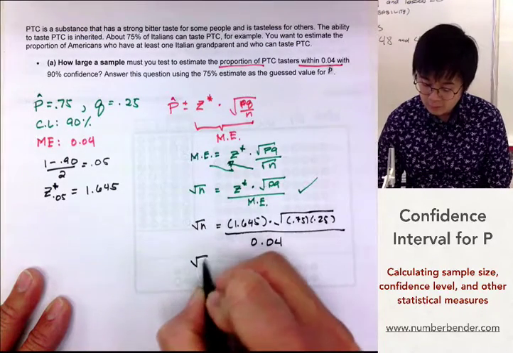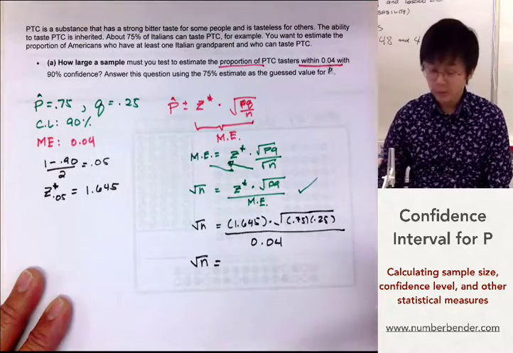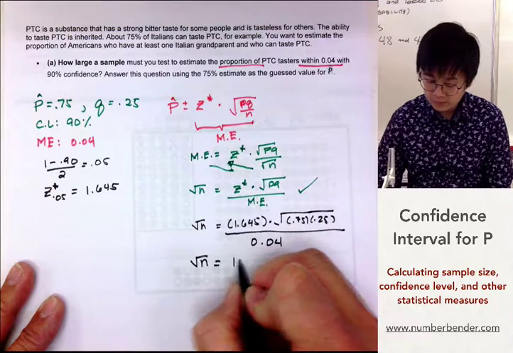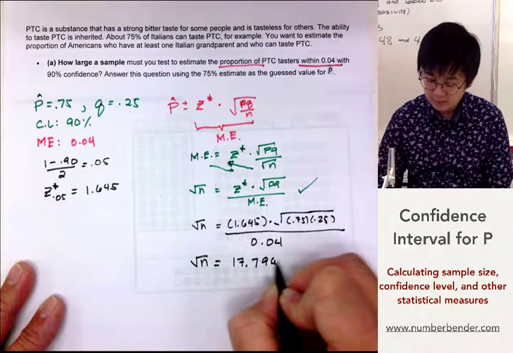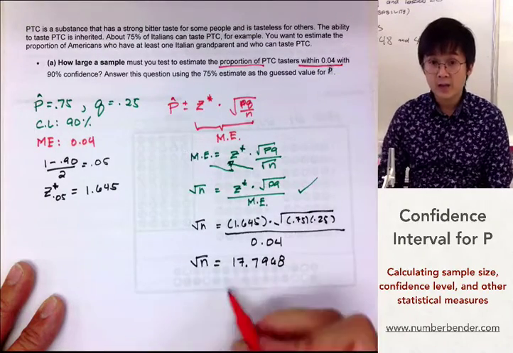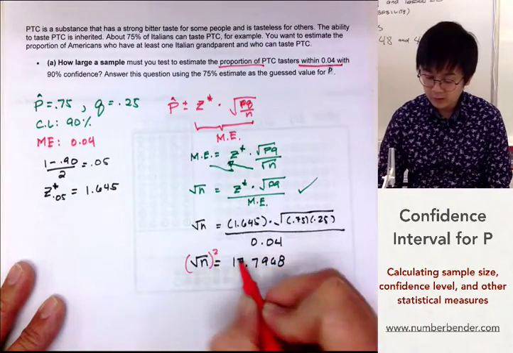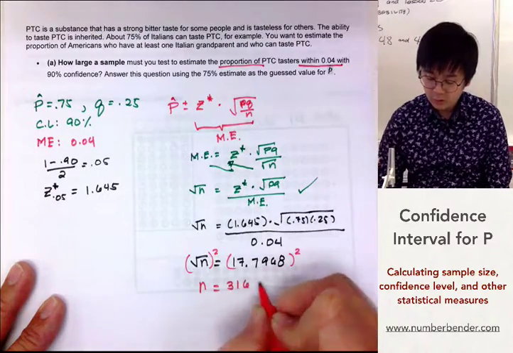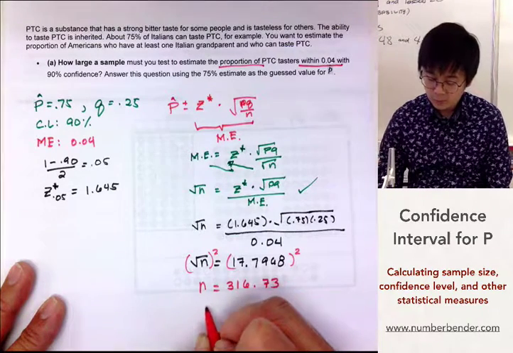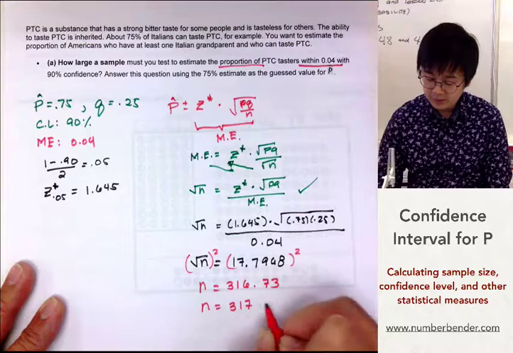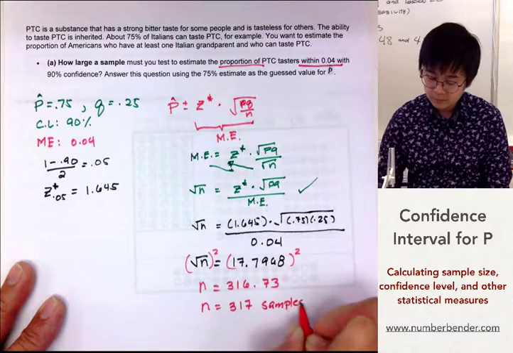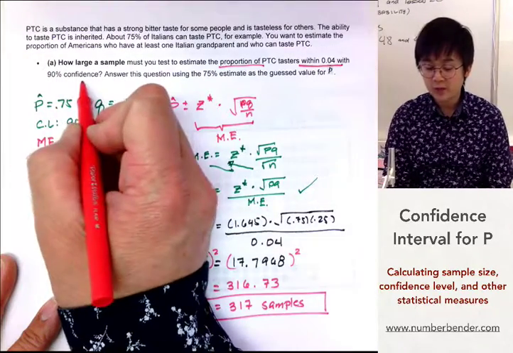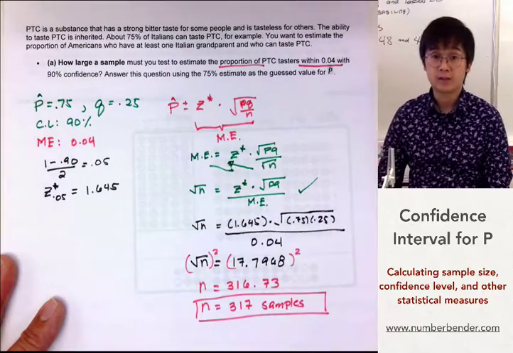0.04. Now by using the calculator, I'm not going to show it because I already worked it out a while ago. If you use your calculator, this will equal 17.7968. But since we are looking for n, not the square root of n, we're just going to square both sides. So n is going to equal 316.73 or 317 samples. So this is the sample size that we need to be able to construct a 90% confidence interval given the information that is given to us.